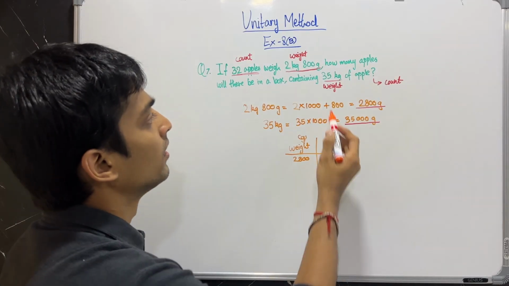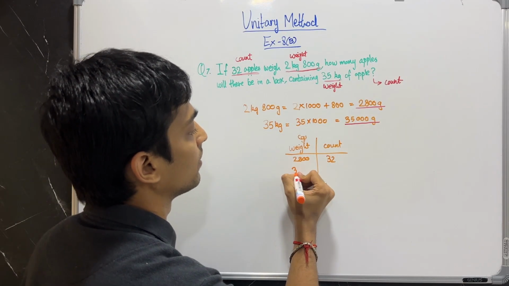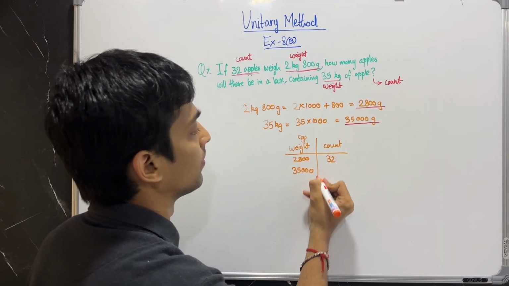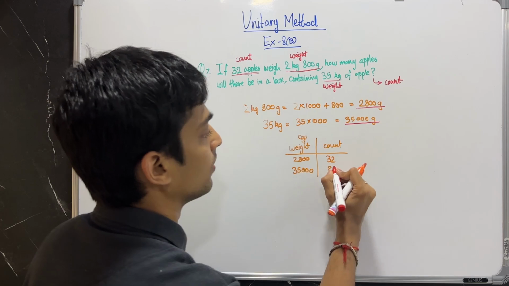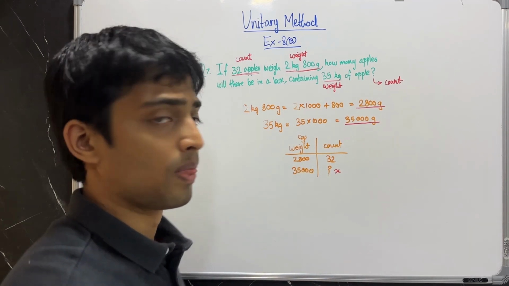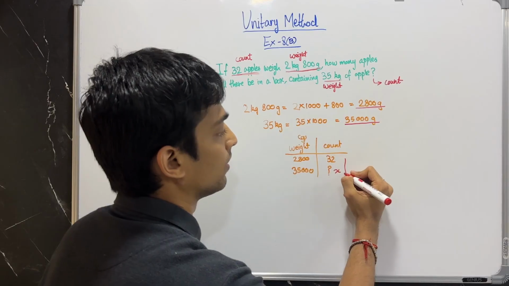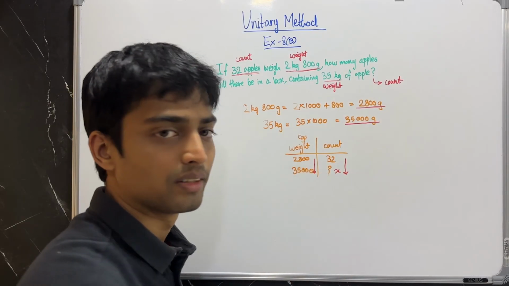Now, 35 kg apple, which is 35,000 gram. And this is question mark, X. Downward arrow over here. Downward arrow over here, since it is direct variation.